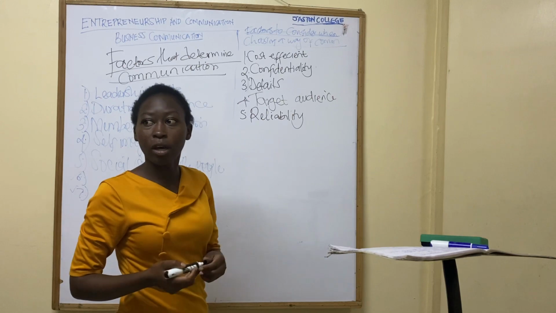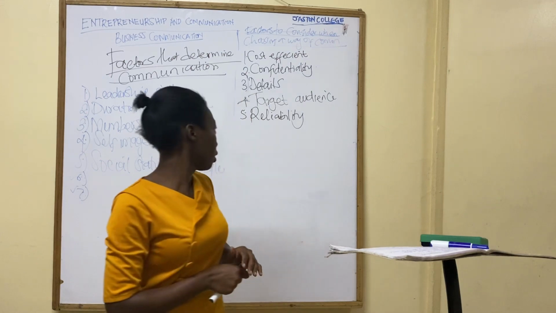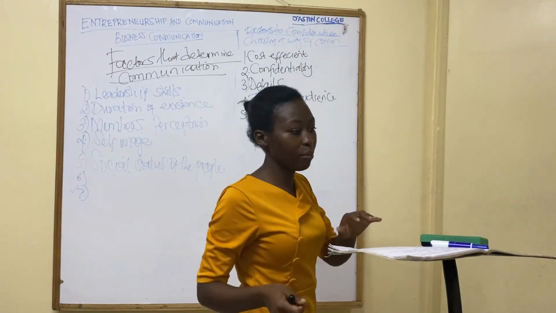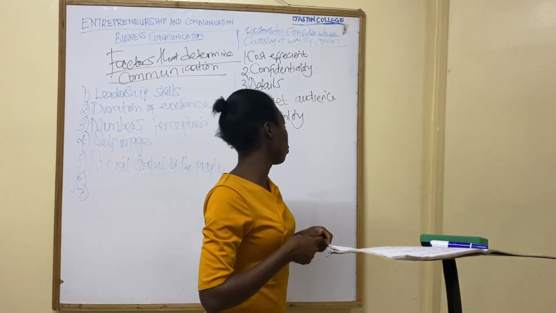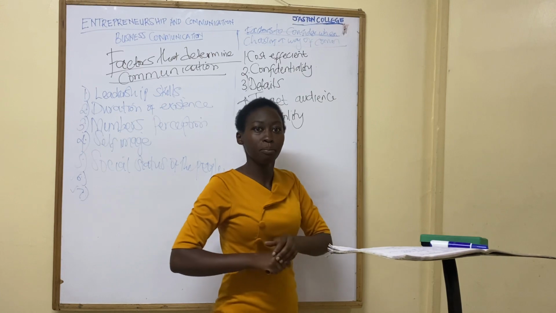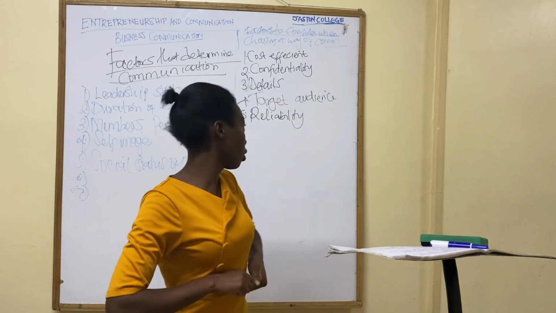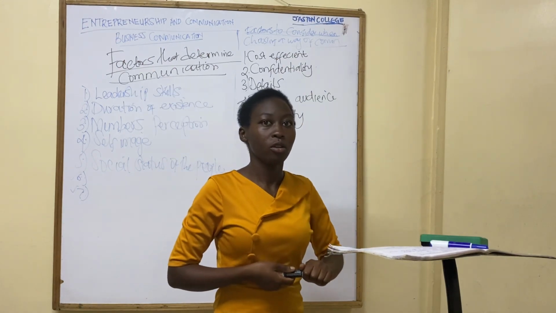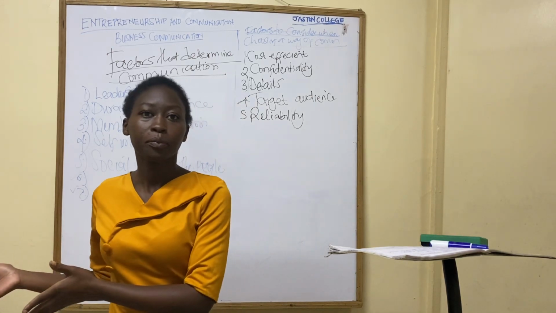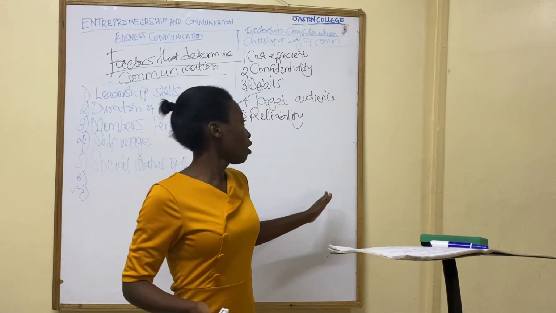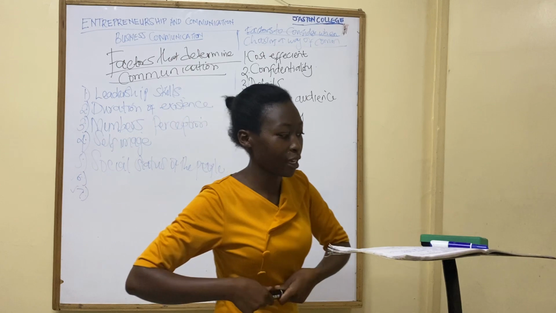Reliability is a factor. Is your communication reliable? Reliability is also a factor to consider. Let's say you want to send some photos to someone. You should look at the reliable method. You might choose either to print the photos and send them like a parcel, or send them online. So reliability is also another factor to consider.